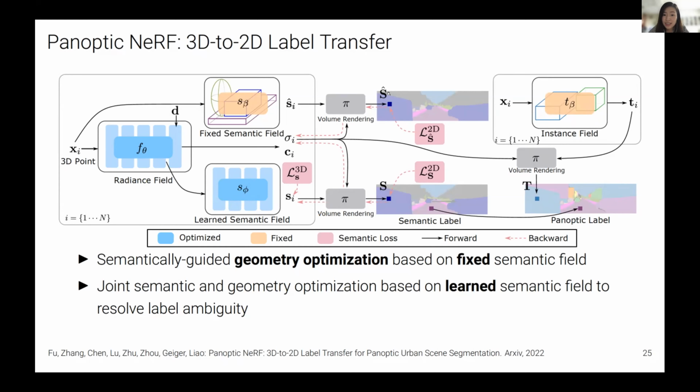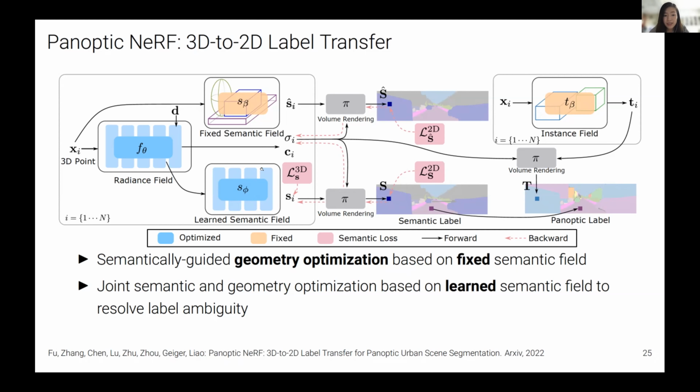We demonstrate that the noisy 2D predictions are able to improve the underlying geometry when applied to the fixed semantic field, which we call semantically guided geometry optimization. And note that if we directly apply this to the learned semantic field that we also have, then the network can simply cheat by adjusting the semantic prediction and not correcting for the geometry.